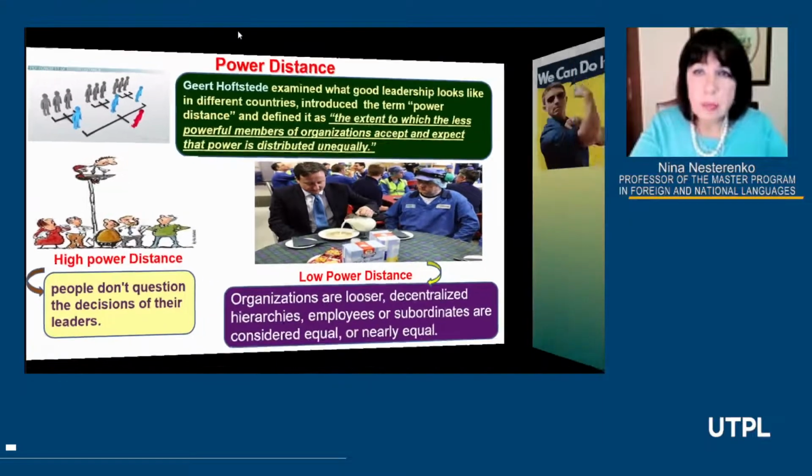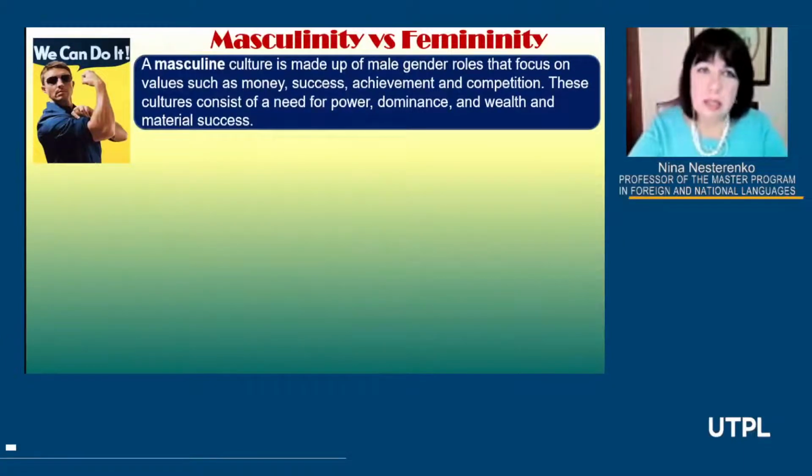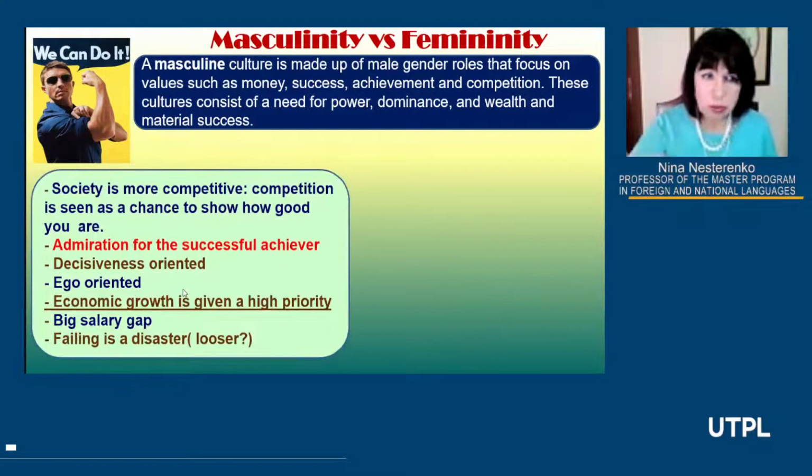Well, next important, it's masculine versus feminine society. Actually, it doesn't have to do with gender, but it just refers to values that people in those societies share. One of the very well-known masculine societies is the United States. Here we have some characteristics for you to understand those factors that shape the relationship between people who belong to masculine or feminine society.